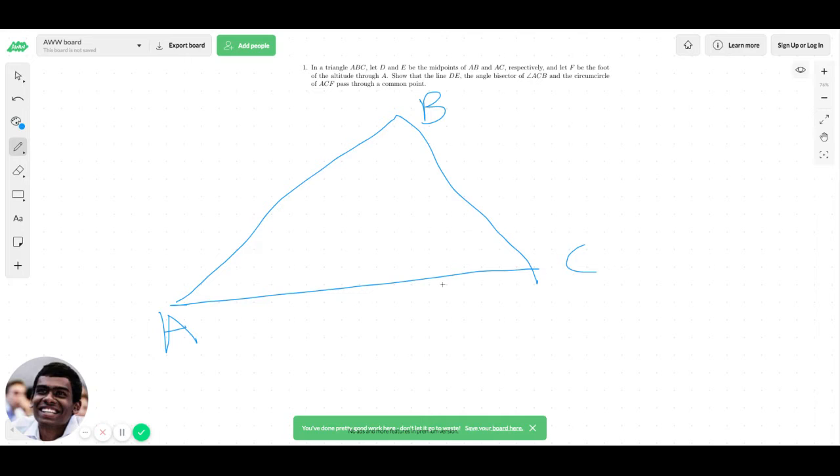So let's start with ABC, and then it's saying let D and E be the midpoints of AB and AC respectively. So let this be E, and let's call this D. Okay. And then this is a bit some of you struggle to understand. F is the foot of the altitude through A. Whenever you have an altitude, what that means is it directly drops down and it's perpendicular to the other side. So this is the altitude, this line, and this point here is the foot. So this is F.